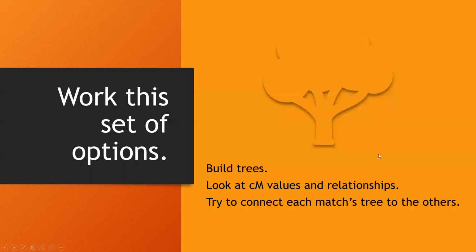So we're going to work this set of options. We're going to build trees. We're going to look at centimorgan values and relationships, and we're going to try to connect the matches' trees to one another. This is key. We are going to build other people's trees to solve the mysteries. So if you have a mystery person in your tree and you can do the shared matching between you and that person and come up with the shared match list, or between your father or your mother and that person and come up with a shared match list, you're going to connect all those trees to one another.